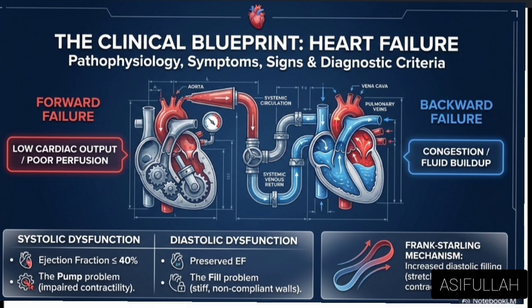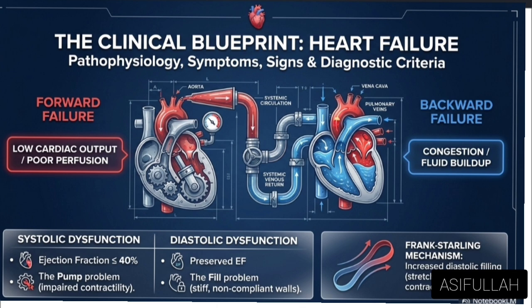The absolute most crucial thing to grasp right off the bat is that heart failure fundamentally presents in two major ways. First, you've got forward failure, which basically means low cardiac output and poor tissue perfusion. The heart just isn't pushing enough blood out. On the flip side, you have backward failure. This is where fluid literally backs up like a clogged drain, causing massive systemic congestion.